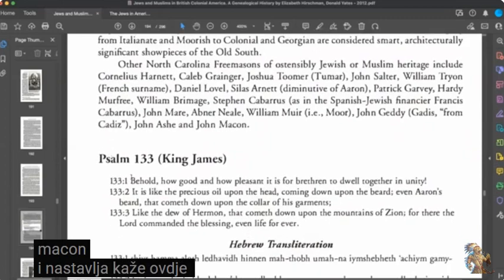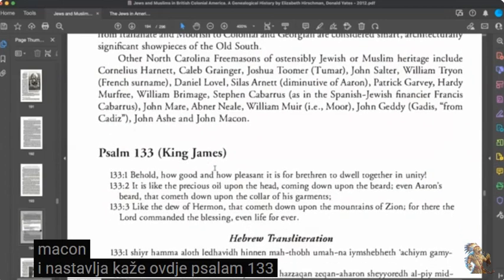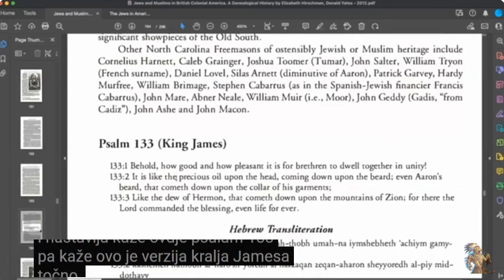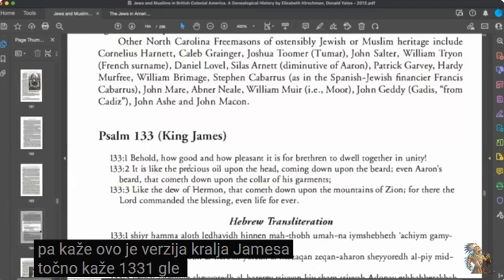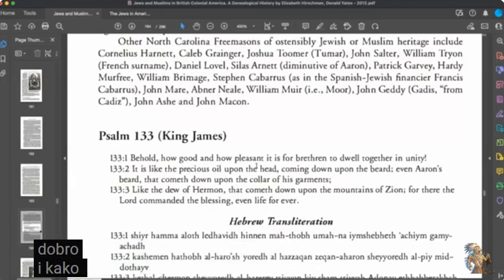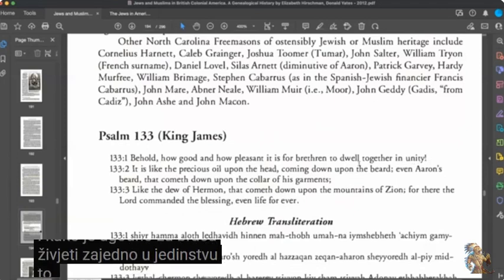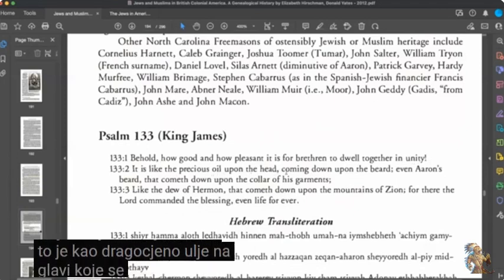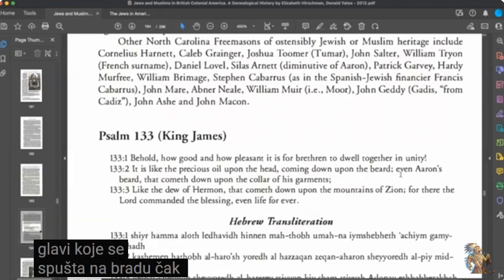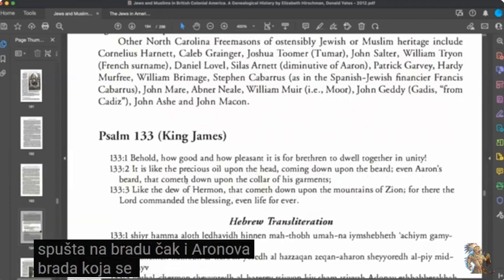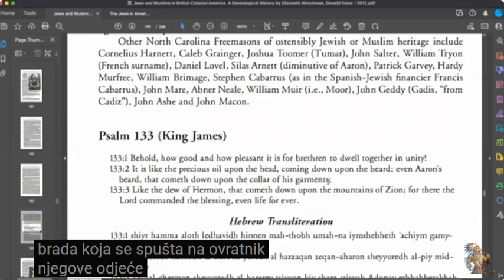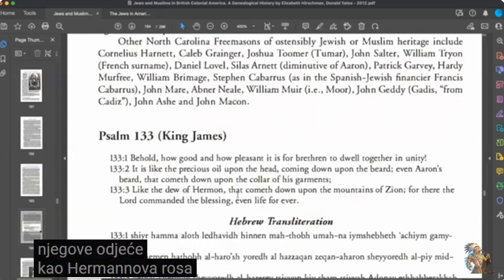And it continues, it says here Psalm 133. So it says, this is the King James Version, right? It says 133:1, behold how good and how pleasant it is for brethren to dwell together in unity. It is like the precious oil upon the head, coming down upon the beard, even Aaron's beard that cometh down upon the collar of his garments, like the dew of Hermon that cometh down upon the mountains of Zion.